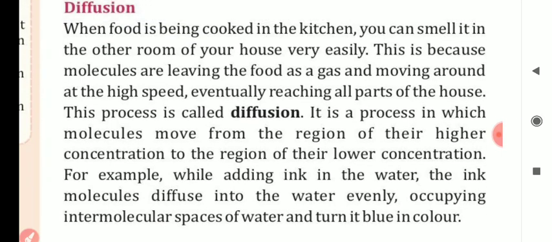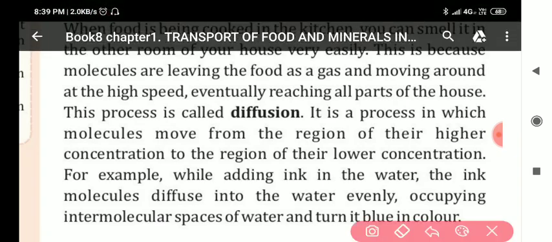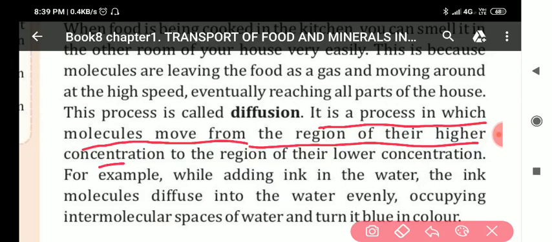Now let us see what is diffusion. This is the definition. It is a process in which molecules move from the region of their higher concentration to the region of their lower concentration. Clear, my dear students? This definition of diffusion you must learn.